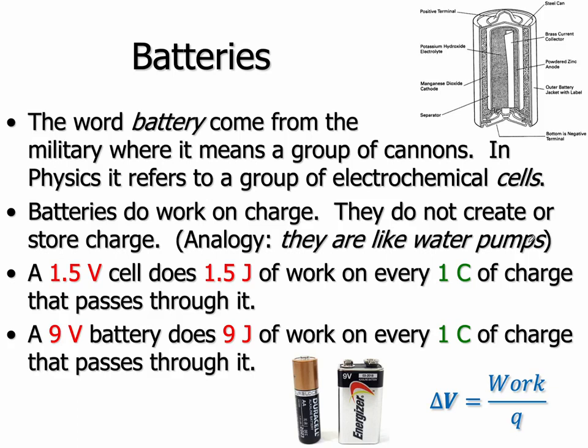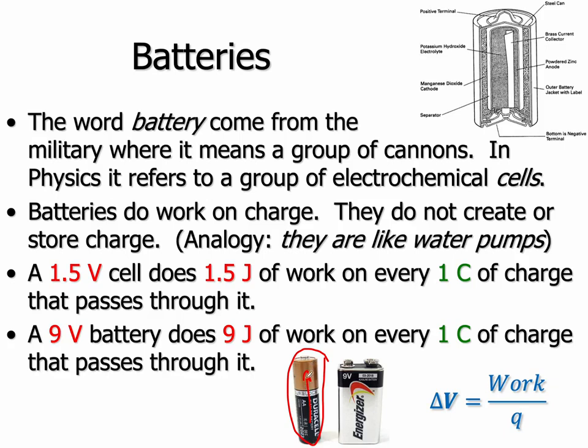The exact same thing is true for batteries. They increase the potential. It turns out that's exactly equal to pressure. It increases the pressure of the electrons that pass through it. A 1.5 volt cell does 1.5 joules of work on every 1 coulomb of charge that passes through it. Most of you are familiar with 1.5 volt batteries. They look like this. Current normally goes from negative to positive. As the charge passes through that conventional current, it does 1.5 joules of work on every 1 coulomb.